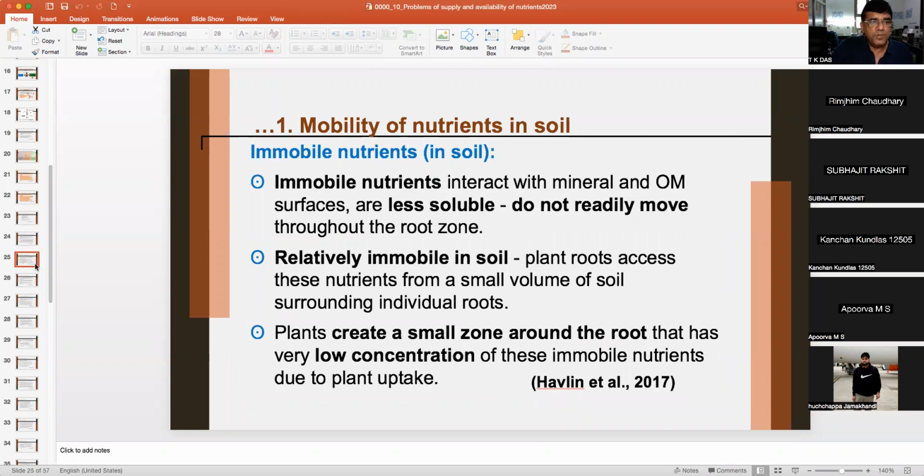Now see immobile nutrients. Immobile nutrients interact with mineral and organic matter surfaces, are less soluble, and do not readily move throughout the zone. So they are concentrated in patches in the soil. They are not uniformly distributed because their movement is less. So relatively immobile in soil, plant roots access these nutrients from a small volume of soil surrounding individual roots. Plants create a small zone around the root that has very low concentration of these immobile nutrients due to plant uptake.